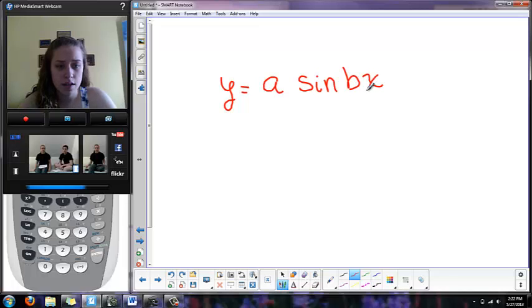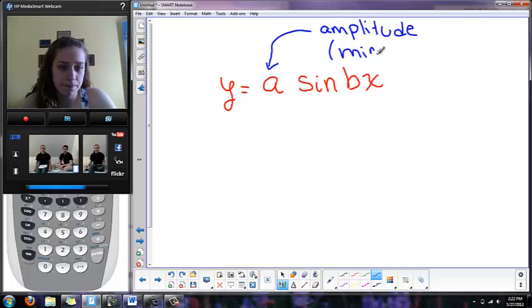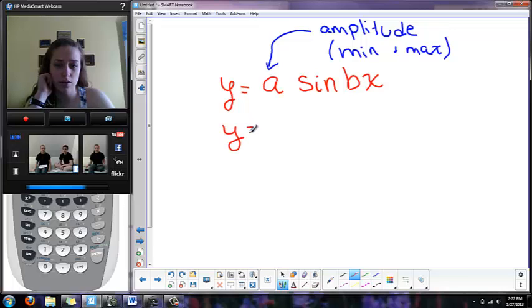Now we already took notes on this before, but the a, the letter out front, represents the amplitude. That number out front tells you what the minimum and the maximum are going to be. It tells you how tall it goes and how low down it goes. So that's your amplitude, your minimum and your maximum. And this is the exact same thing for cosine as well: y equals a cosine bx.